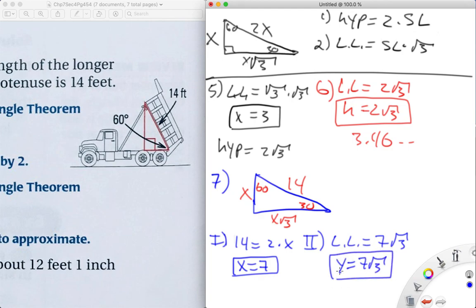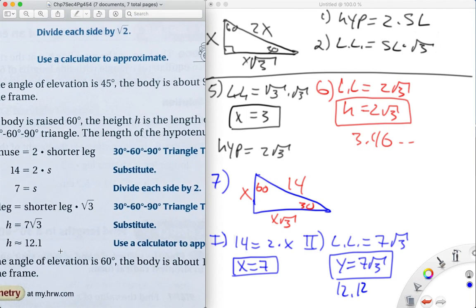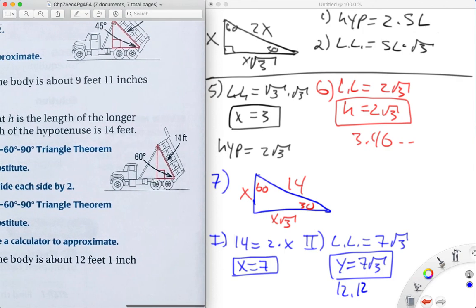I'm going to leave it as 7 root 3. But if you wanted to turn that into a decimal, it'd be 12.12. So the answers actually didn't change from the example in the book, because it's still a 30, 60, 90. The short leg is still 7. Long leg is still 12.12. Because it's a 30, 60, 90. It's just the orientation of the triangle is different. So this got rotated and flipped 90 degrees. Well, flipped 180 and rotated 90.